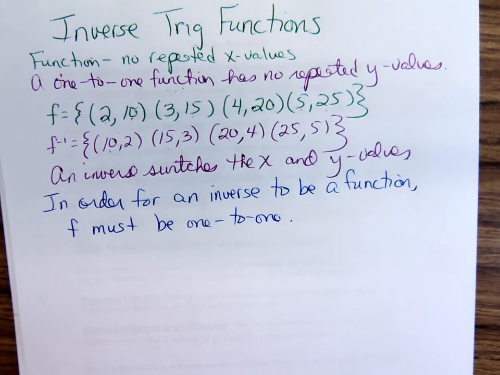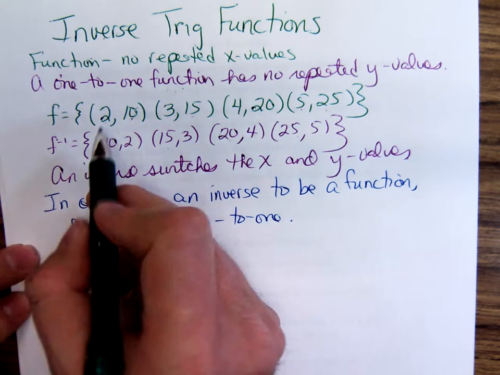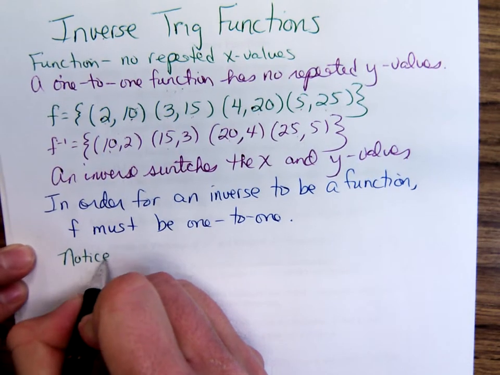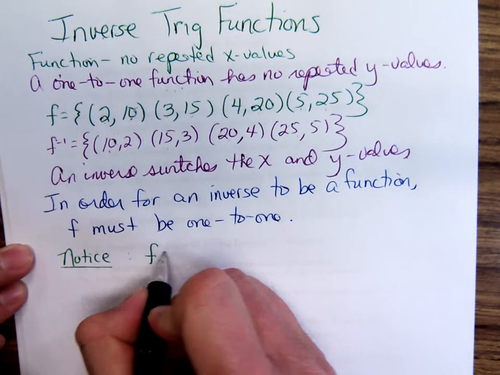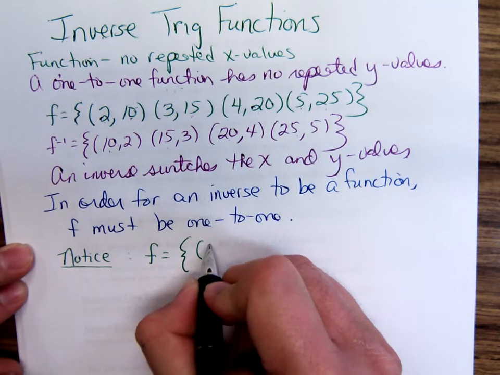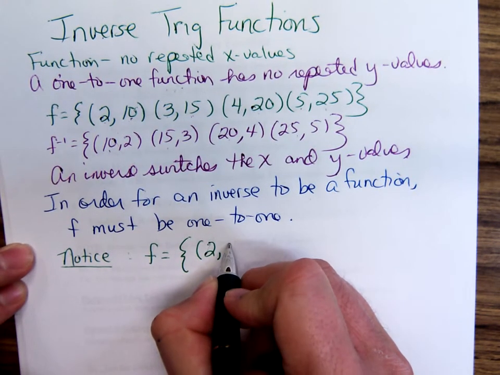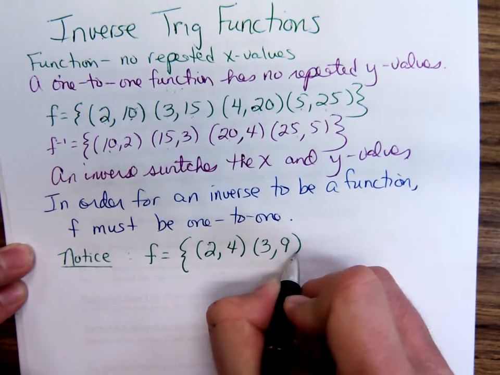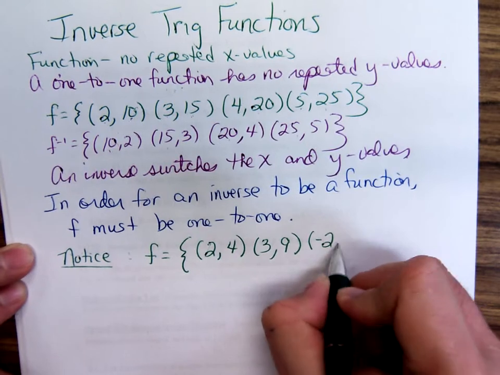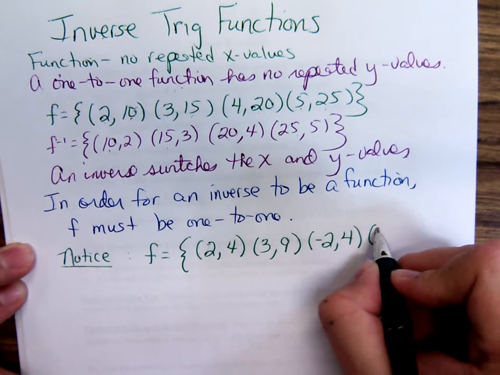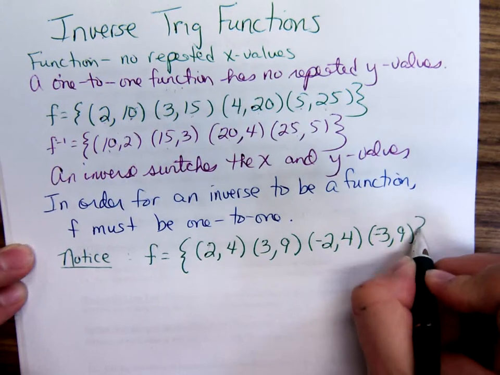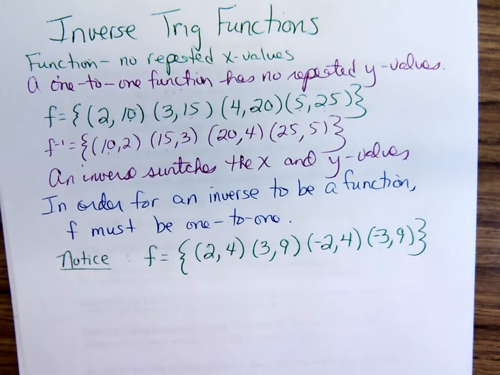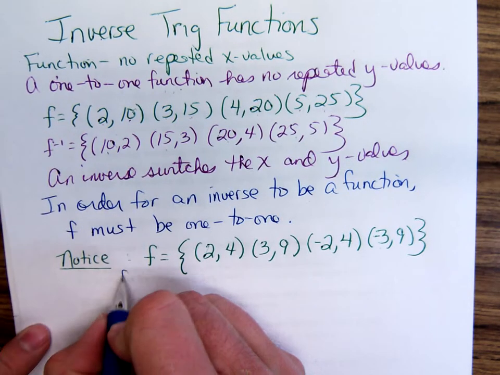If the original function has repeated y's, notice, if we had f defined like this, (2, 4), (3, 9), (-2, 4), (-3, 9). This is a function. There are no repeated x values. But f is not 1 to 1.